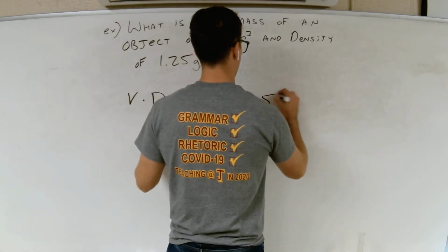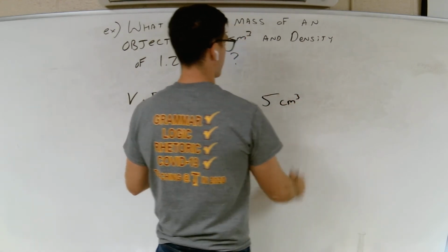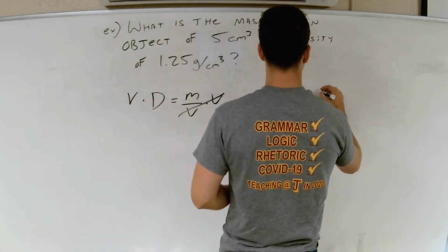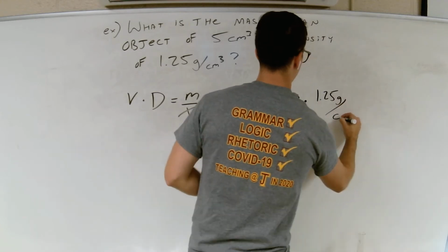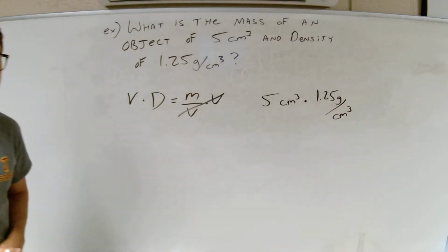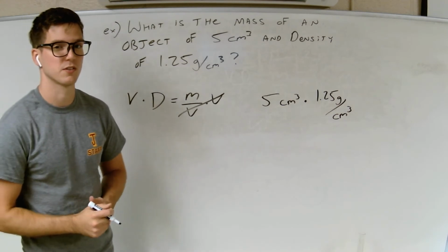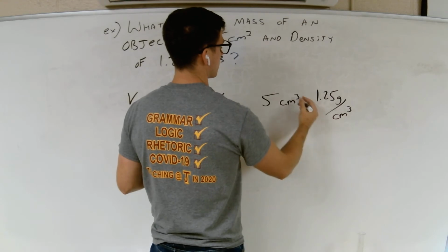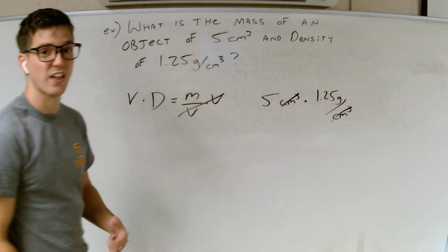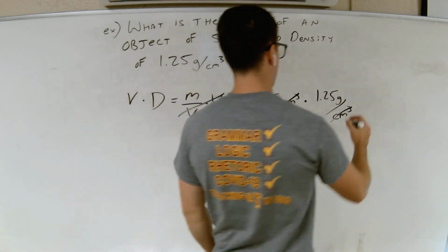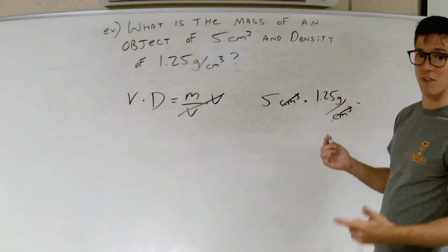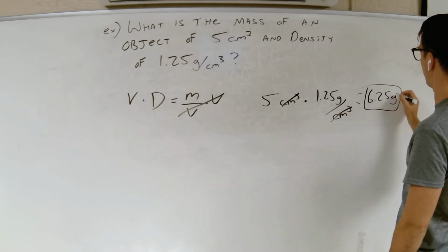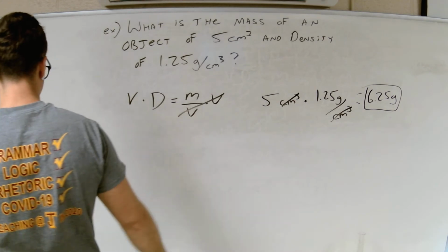Now let's plug and chug. My volume, 5 centimeters cubed. Remember, that's the same as milliliters. I multiply it by 1.25 grams per centimeter cubed. And we can always use our units to make sure that we have everything set up correctly. Okay, I've got centimeters on top here, centimeters on bottom. They're going to cancel out, and I'm left with grams, which is good because we're finding mass. It'll be 6.25 grams. Okay, 6.25 grams.